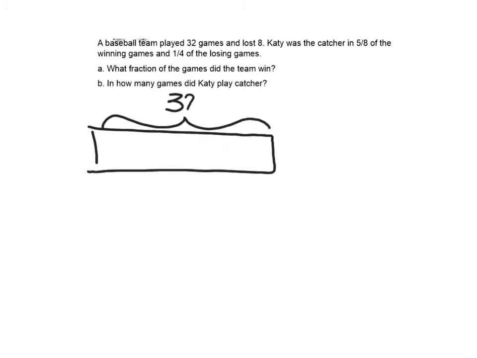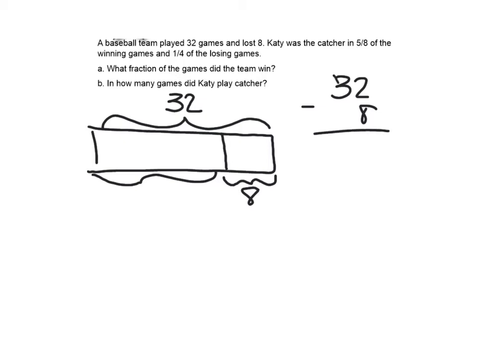A baseball team played 32 games and lost 8. Katie was the catcher in 5/8 of the winning games and 1/4 of the losing games. What fraction of the games did the team win? In how many games did Katie play catcher? So again, let's draw what we know. We know that the baseball team played 32 games, 32 total games. They lost 8 of those games, so I'm going to put a little section over here and say that's 8. Let's figure out how many games they won. That should be easy. 32 minus 8. So they won 24 of their games.